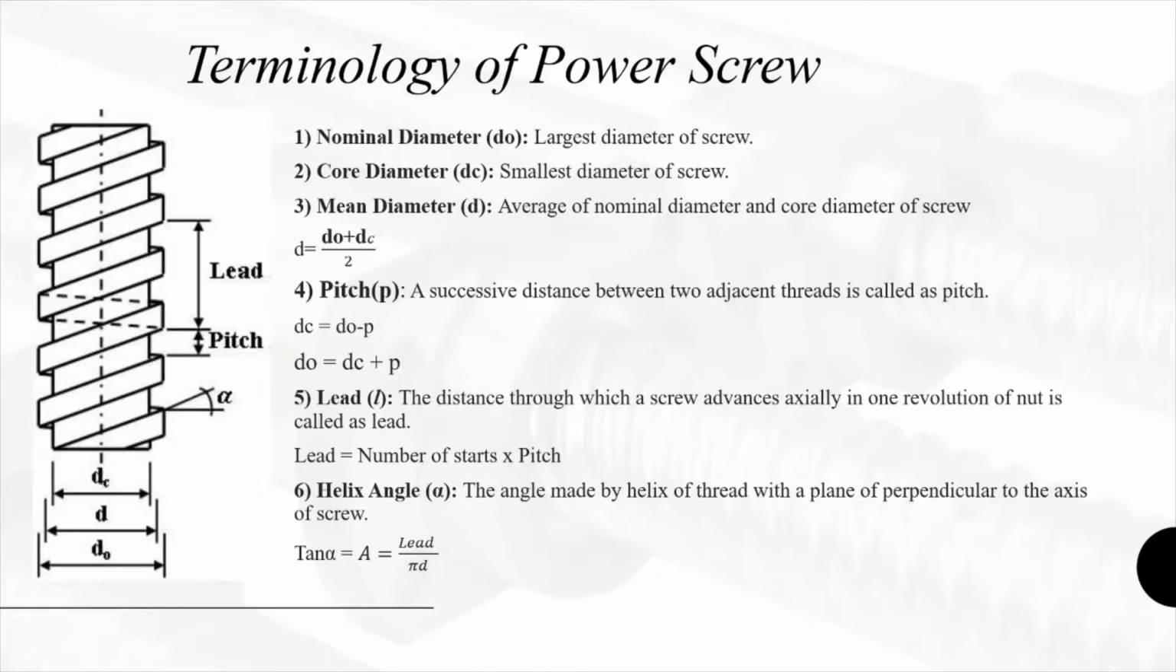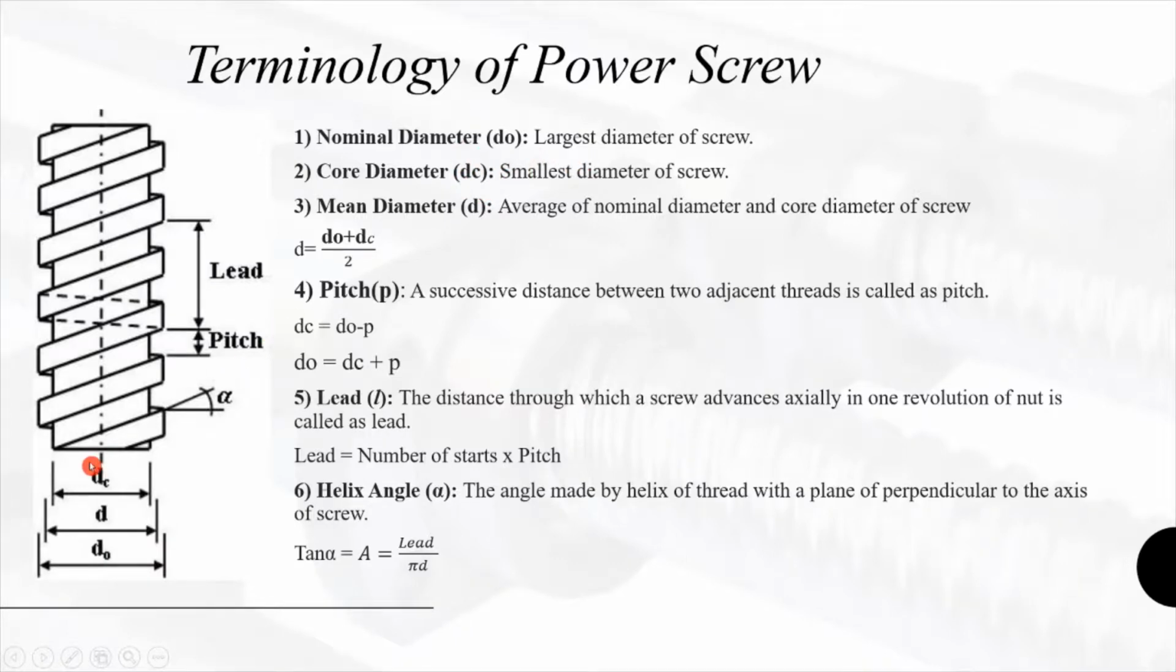Now we'll see the terminology used for power screw. Here you can see the diagram. In the diagram there are notations given, so we'll see them one by one. First is nominal diameter. It is denoted by letter D0. It is the largest diameter of the screw, so the outer diameter of the screw will be D0. It is also called the nominal diameter.